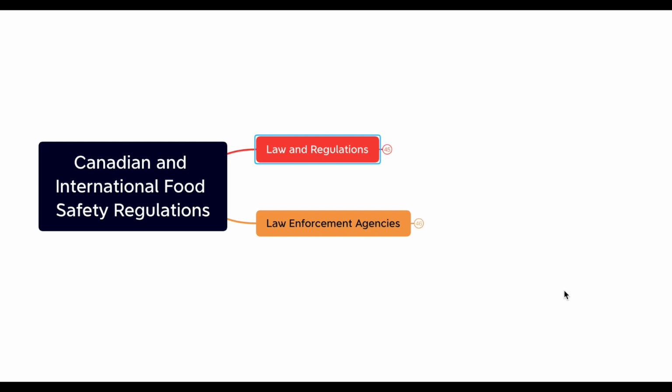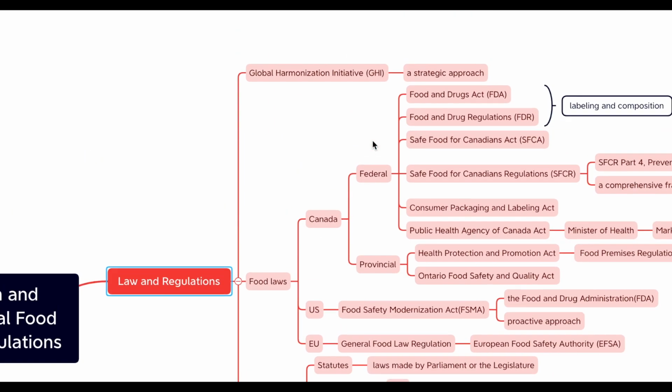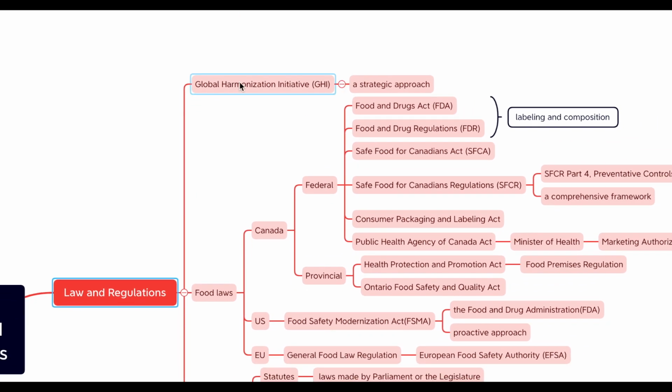Today we're gonna talk about law and regulations in the Canadian and international food safety regulations course. First, let's get our hands on some concepts. Global Harmonization Initiative. So what is a Global Harmonization Initiative? It is a strategic approach aimed at aligning international food regulation and safety practices. It's like a global consensus on the scientific foundation of food regulations, aiming to reduce discrepancies across countries.